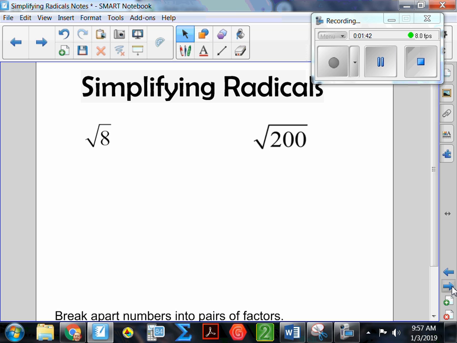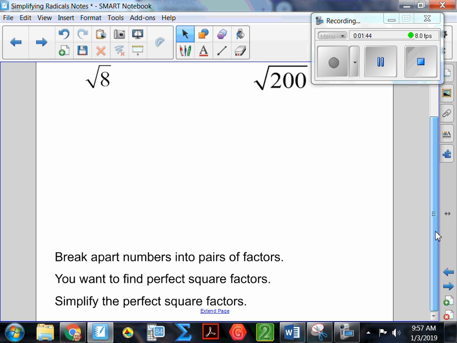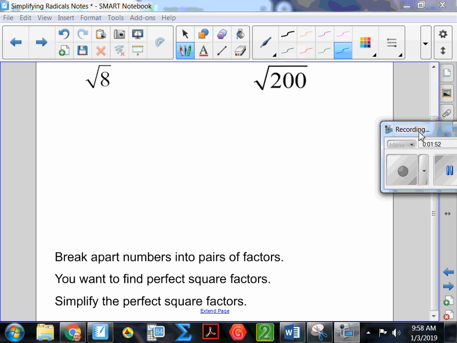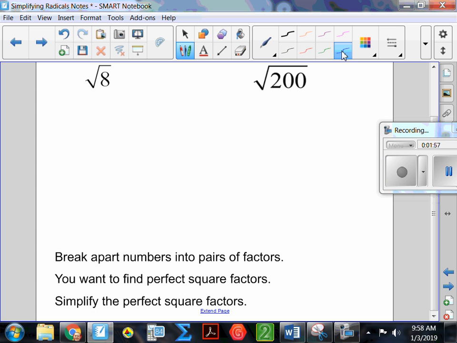Here's a couple examples we're going to do, and I did put some steps as well that you can use. First step is to break apart numbers into pairs of factors. So for the square root of 8, there's really only one thing I can think of besides 8 and 1, and that's the square root of 4 and the square root of 2. 4 times 2 is 8.